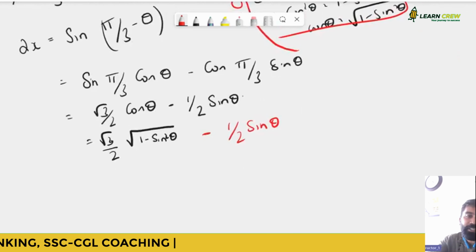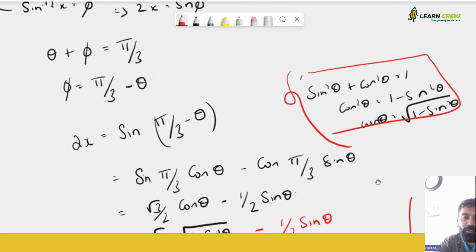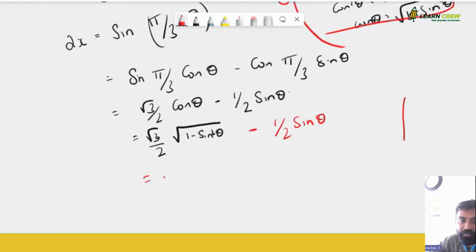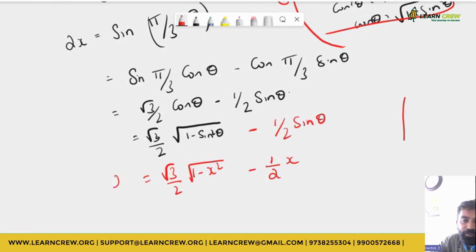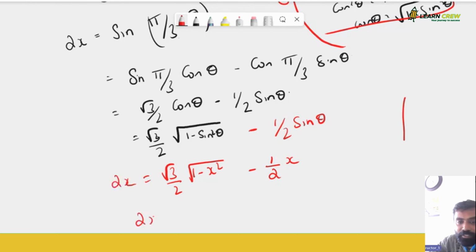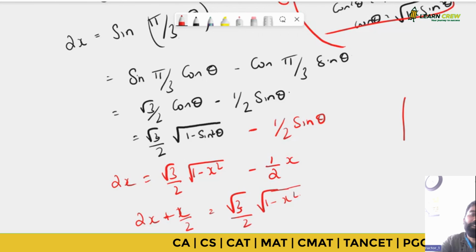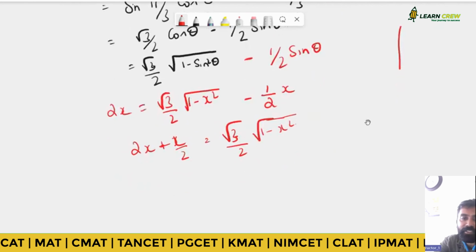Now what was sine theta given as? Sine theta value was x. So I'll substitute x here. Root 3 by 2 root of 1 minus x square, minus half into x. Now this is equal to 2x, or 2x plus x by 2 equals root 3 by 2 into root of 1 minus x square. Simplify from here and find x and let me know.